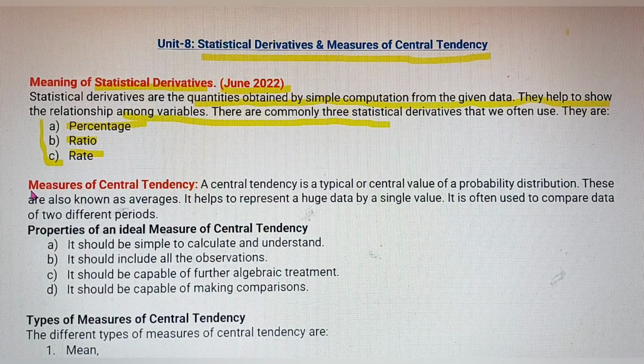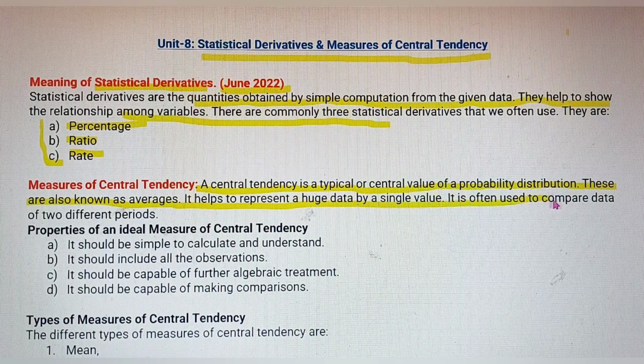The next concept is measures of central tendency. A central tendency is a typical or central value of a probability distribution. These are also known as averages. It helps to represent a huge data by a single value and is often compared between two periods. So we have done statistics, and statistics is all about averages: mean, median, mode. They are nothing but averages.